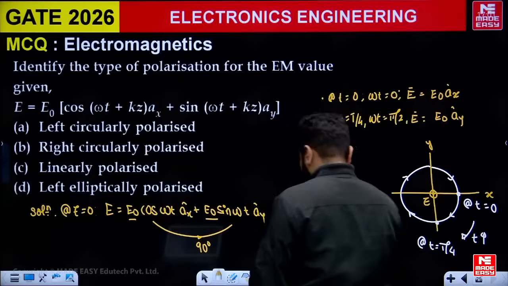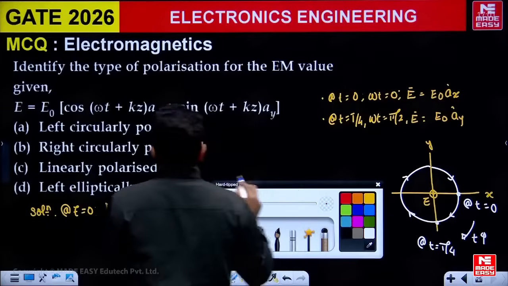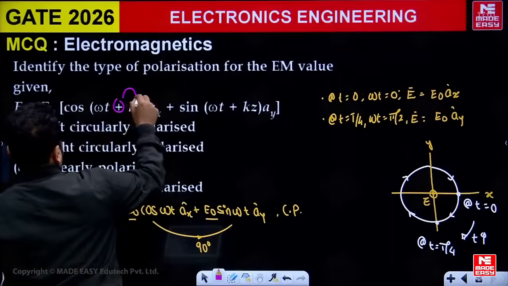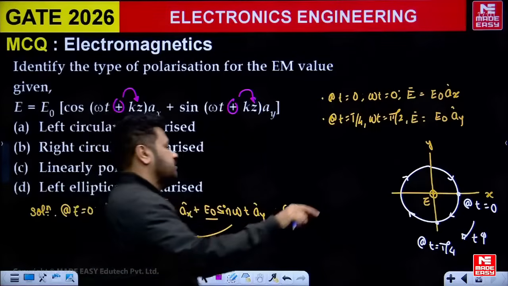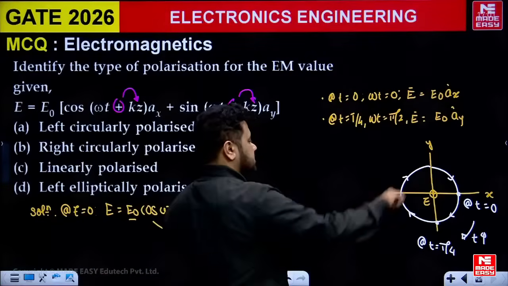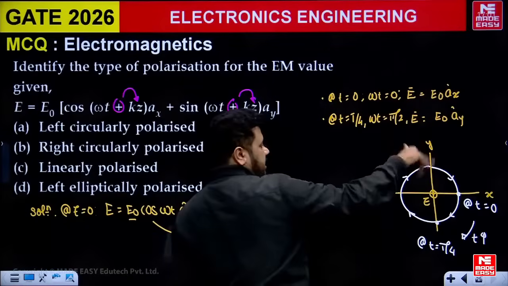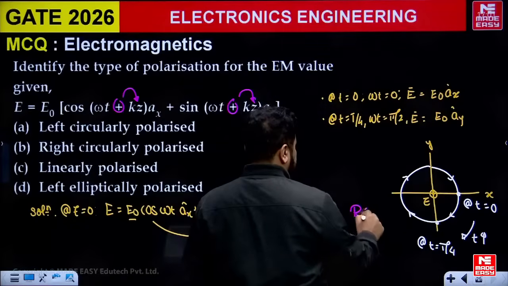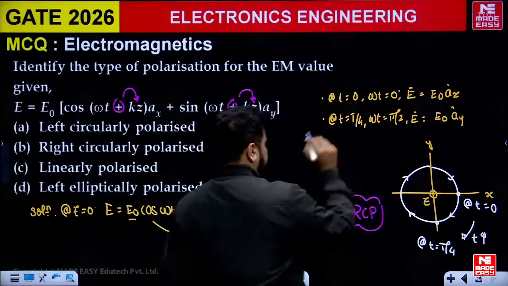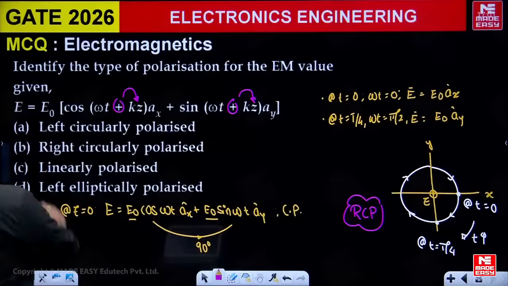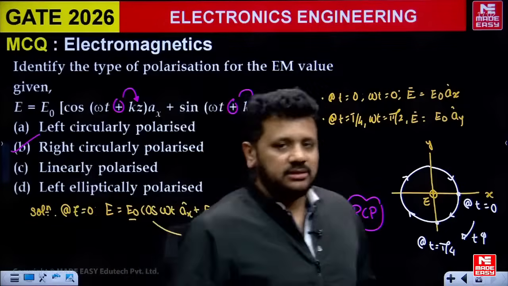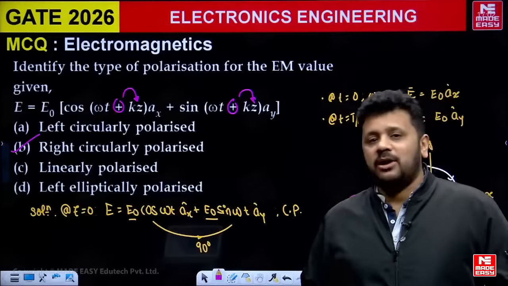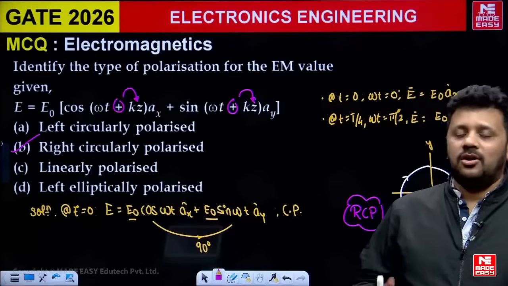Now here what you have to check in this particular case is that the wave is propagating along the minus z direction. That means the wave is going into the board. So the wave is going into the board and this is the right hand. So the answer will be RCP, right circularly polarized wave, that is option B. So these are the two questions that we have got, and this is completely memory based. I hope you have done well in the examination. All the best. Thank you.